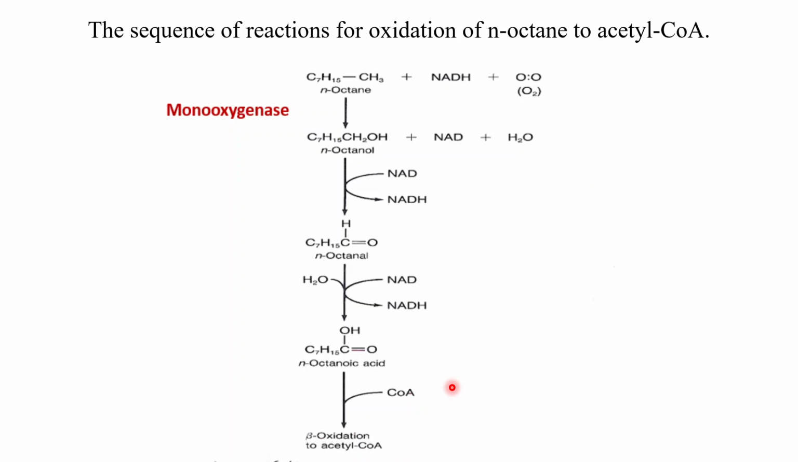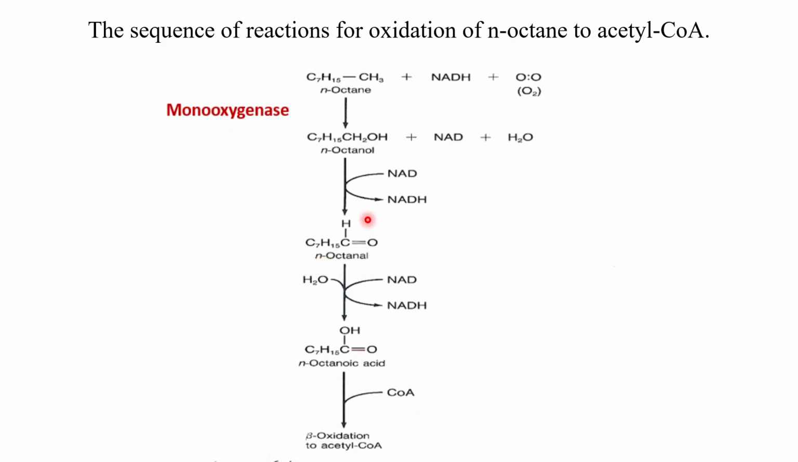So if you see here, the sequence of reactions for oxidation of n-octane to acetyl coenzyme A. So n-octane is an alkane. That alkane is first converted by the monooxygenase enzyme into an alcohol, that is octanol. From this alcohol, it is converted into an aldehyde by dehydrogenation. So two hydrogens are removed and dehydrogenation occurs.